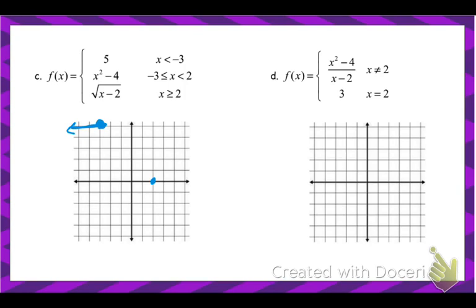Then in between those points, it's going to be a parabola that's shifted down 4. So there's my vertex, and I forgot that should have been an open circle. And let me get a couple more points to make this a little bit prettier. Sorry about that. Right 1, up 1, left 2, up 4. There we go. Get a little bit of a nicer parabola in the middle.